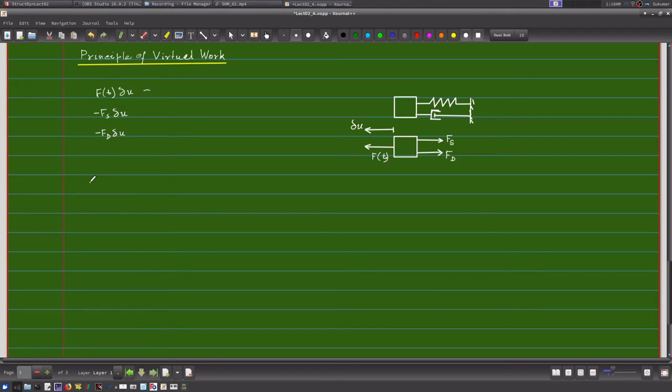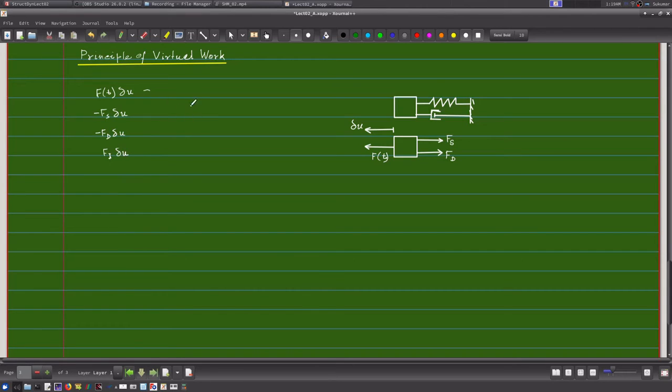And the sum of all these virtual work done must be equal to the virtual work done by the inertia force. So I have the inertia force, which is equal to Fi times delta u, which is my virtual work done by the inertia force.